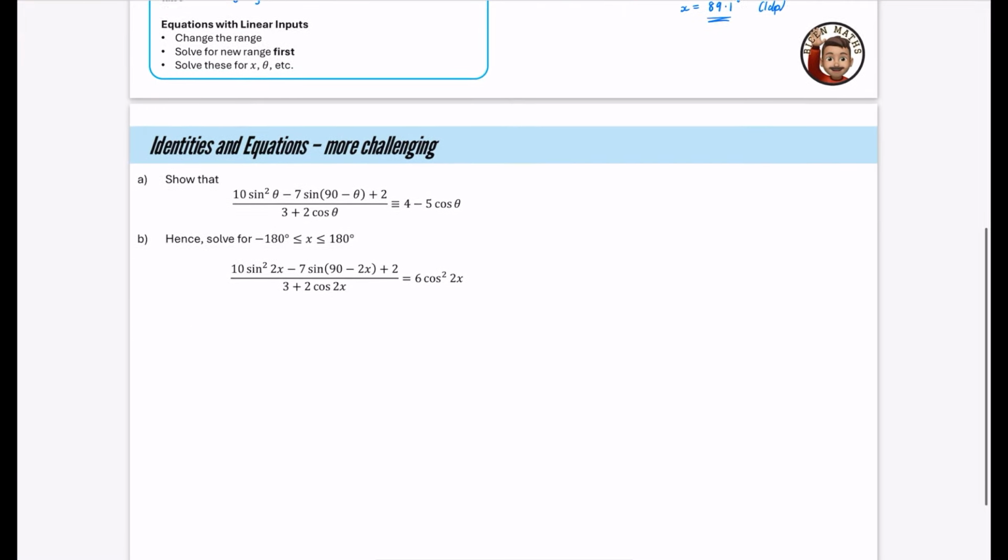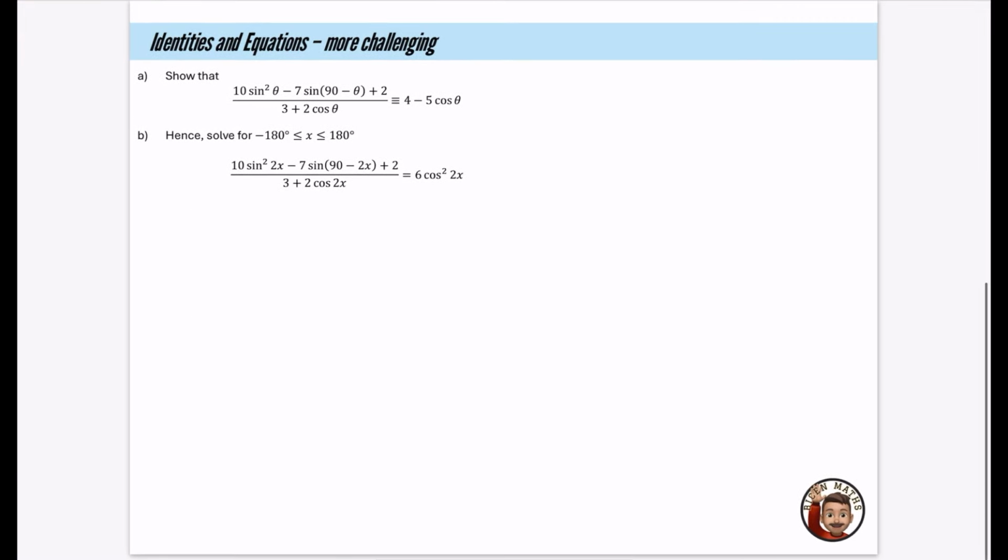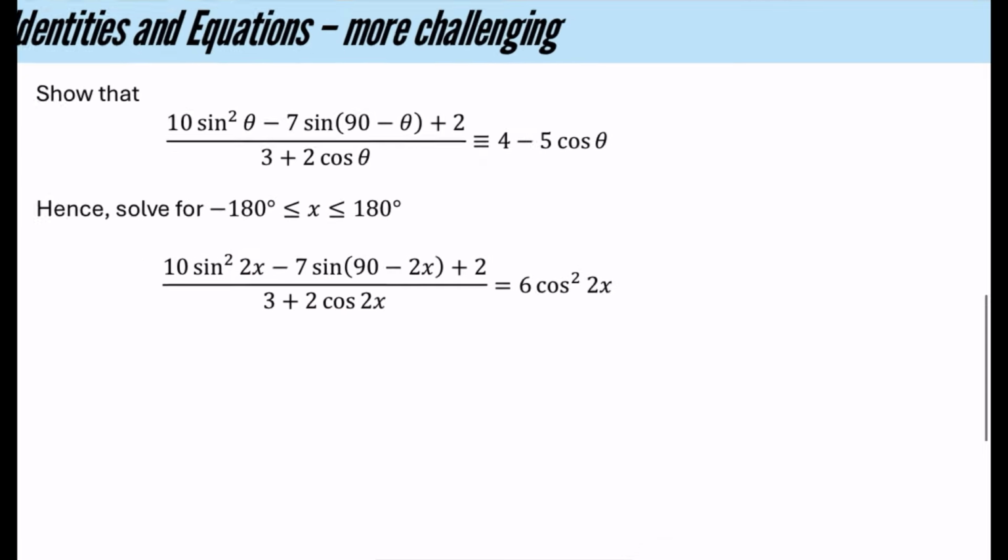Okay, this is a much more challenging question on this page. It includes an identity, which is with these 3 signs here, that shows this thing is always equal to this thing, and then we have an equation on the second part.